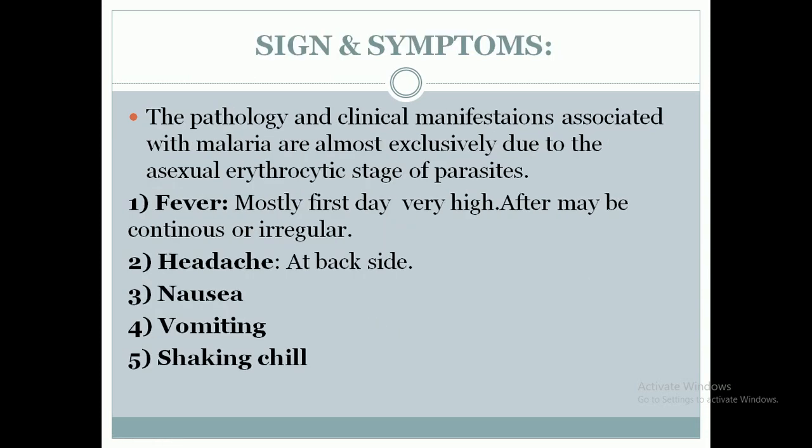Coming to the signs and symptoms of malaria. The pathology and clinical manifestations associated with malaria are almost exclusively due to the asexual erythrocytic stage of the parasite. These are the signs and symptoms reported whenever a person is bitten by the Anopheles mosquito. First of all is fever. Mostly the first day is very high, after which it may be continuous or irregular. There will be headache, especially at the back, nausea, vomiting and shaking chills.